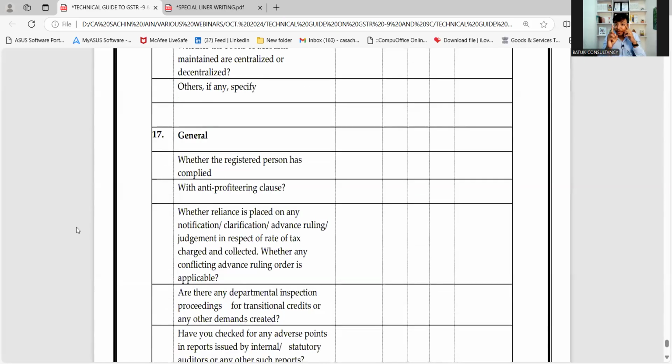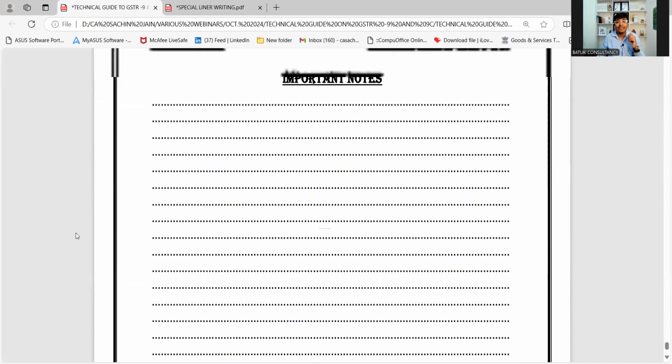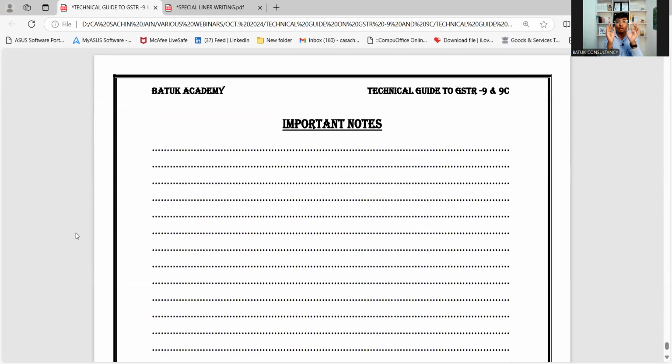So merely filing of GSTR 9 and 9C is not sufficient. We need to focus on certain very important parts, the lawful part of the GSTR 9 and 9C.